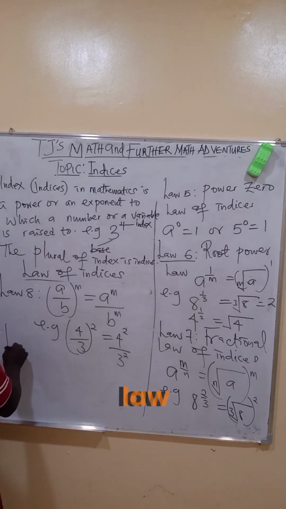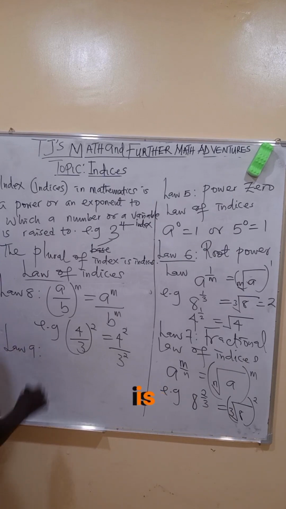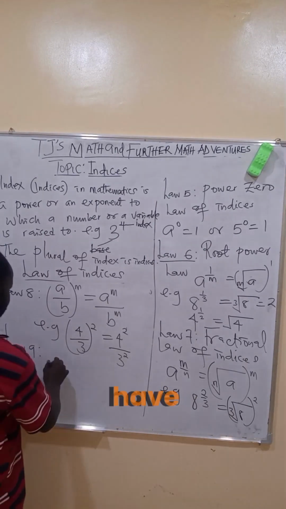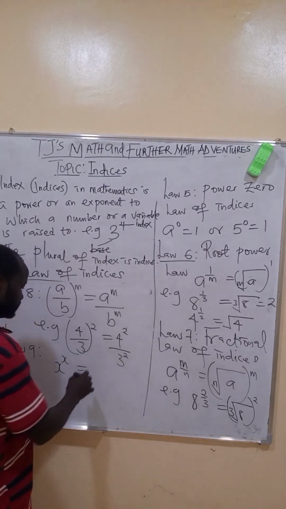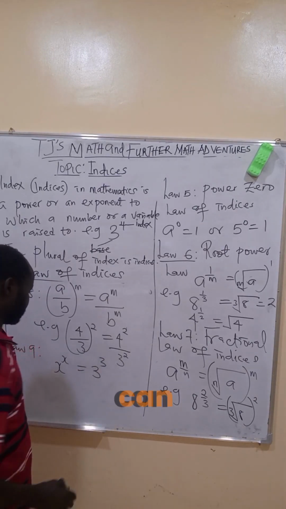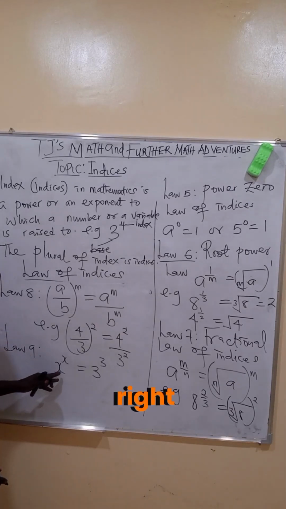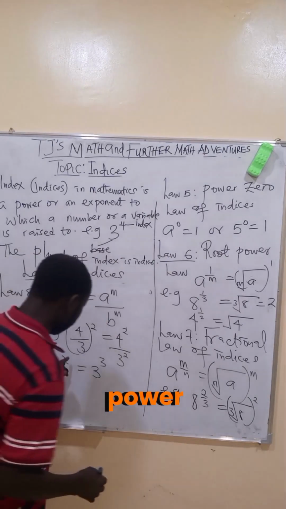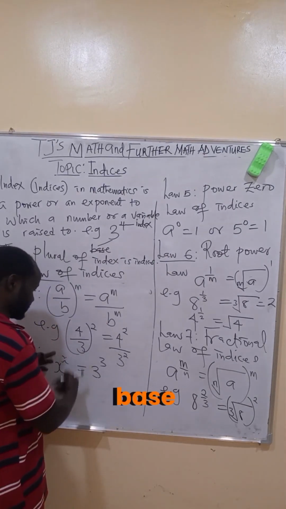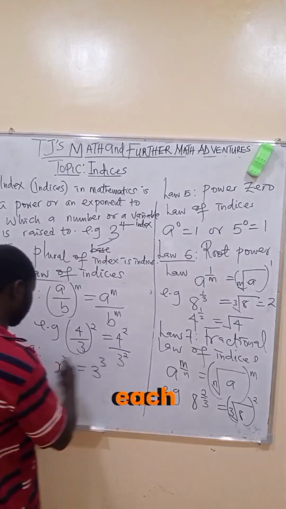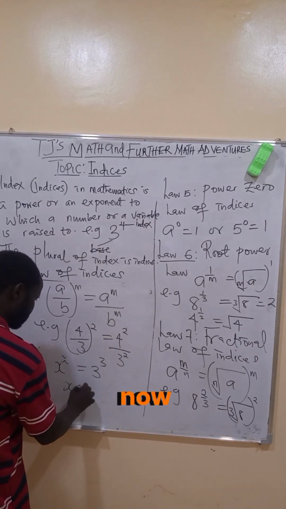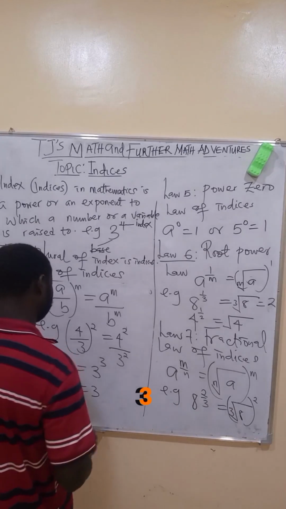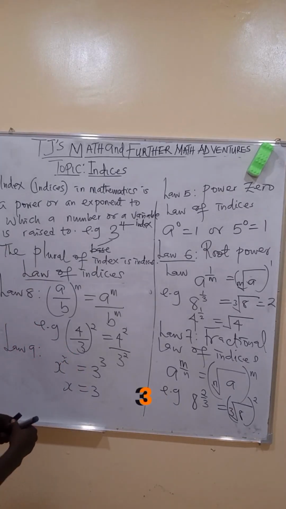Then the ninth law of indices is when we have, let's say, x power x is equal to 3 power 3. You can see that on the right hand side we have 3 power 3, then on the left we have x power x. So when the base and the power on each side are the same, we can equate either the base or the power. So x now will be 3.